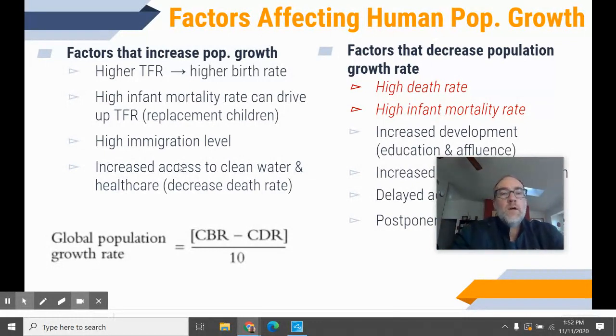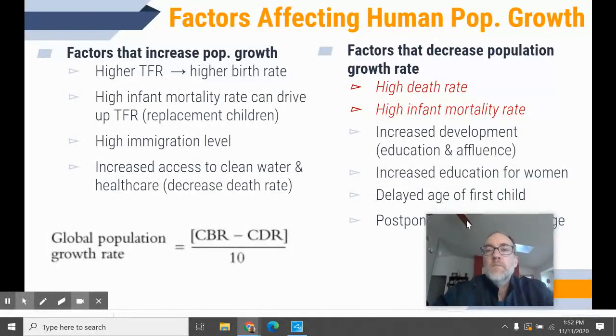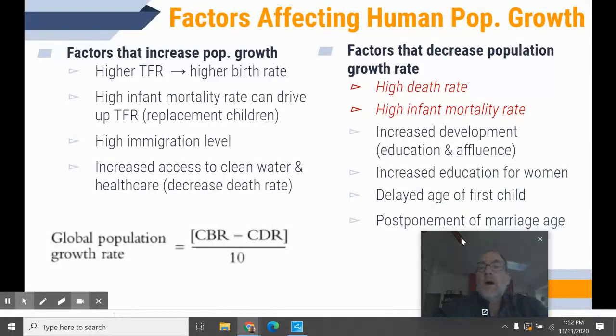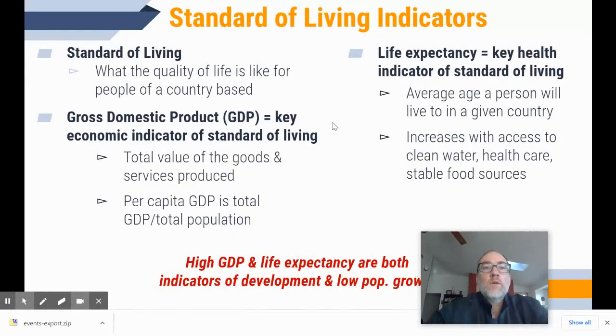And we're going to talk about what those people do once they decrease death rate. We're going to learn that it usually decreases their fertility. They usually have fewer children. So here we have factors that decrease the growth rate: development, education, affluence, delayed age of first child, and postponement of marriage can also have a decreasing impact. Other factors: standard of living.